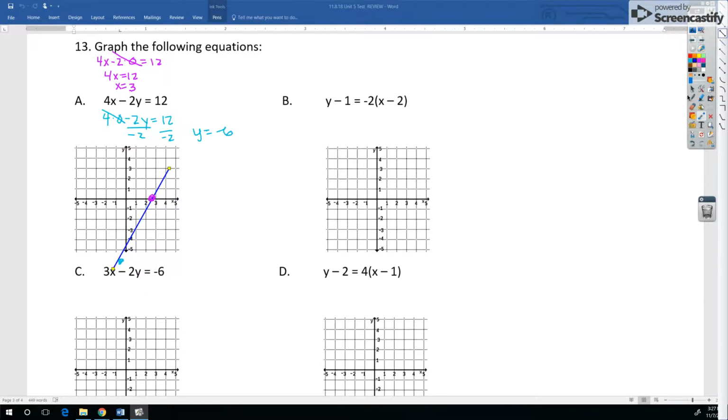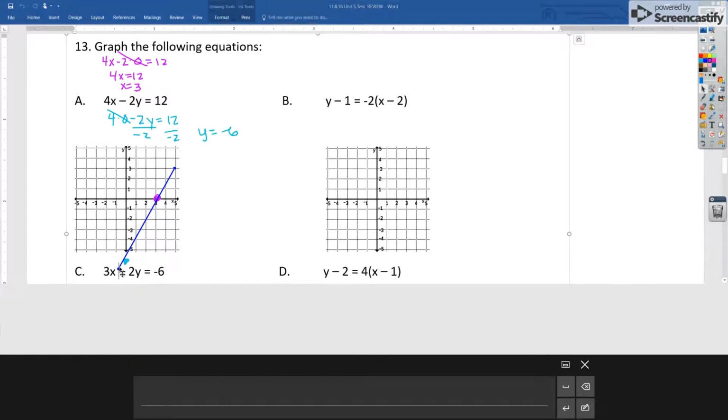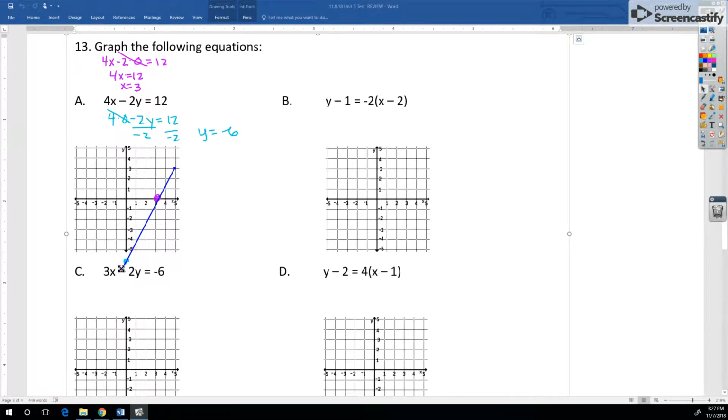Connect. Oh, I'm a little off. So I'm going to do it a different way on C. I'm going to solve it for y. So if I'm solving for y, then y doesn't move. I move everything else away from it. So I'm going to subtract 3x from both sides. And I'm going to divide everything by -2. -3 divided by -2 is 3/2. And -6 divided by -2 is 3.